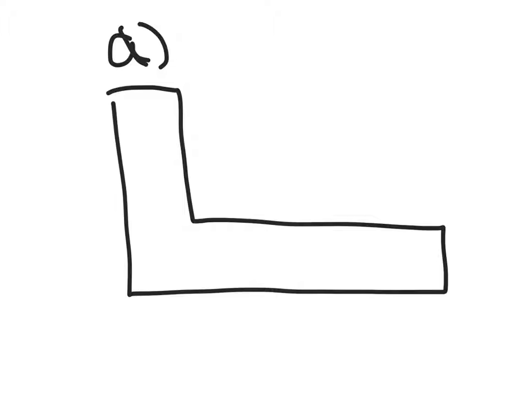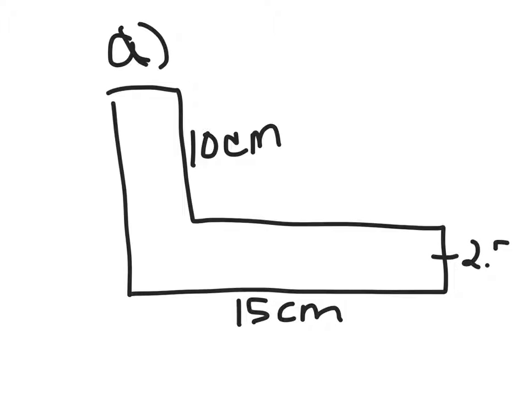Let's go ahead and label some of these sides. Let's make this side 10 centimeters. Let's make this side 15 centimeters. And over here, let's go with 2.5. Now, if you noticed, I put a hash mark on this side. I'm also going to put a hash mark up here. When you see similar hash marks, that means those sides are the same size. So in this picture, I'm going to put 2.5 up here.